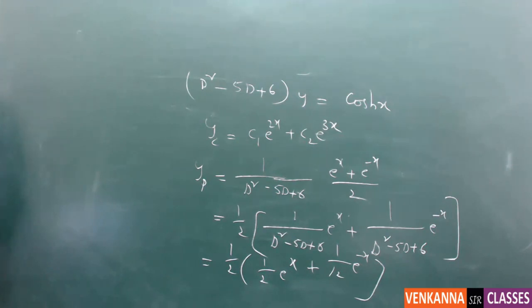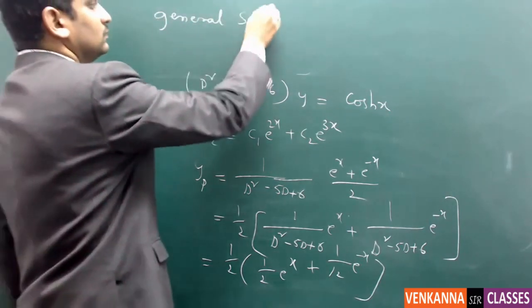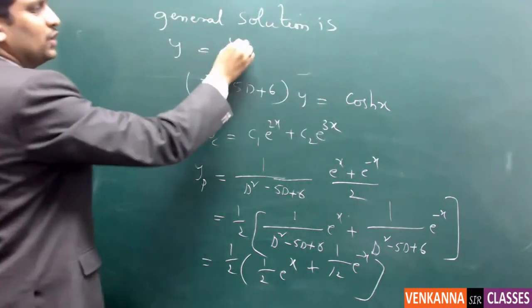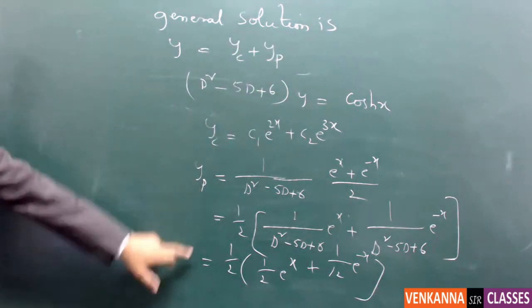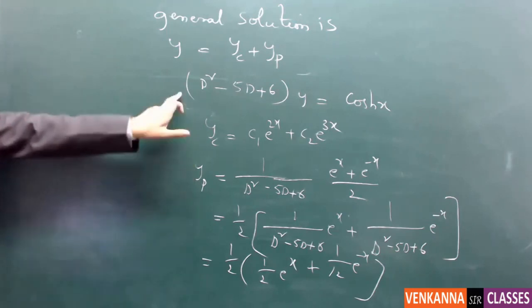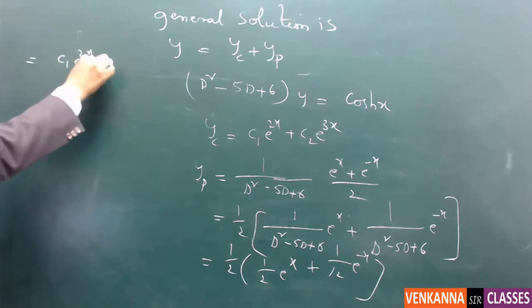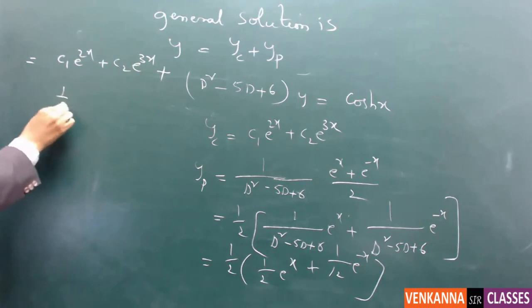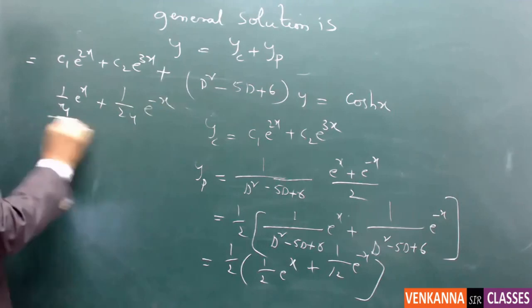Now, the general solution is y is equal to yc plus yp. So you have to combine these two things as the general solution. So it is c1 e power 2x plus c2 e power 3x plus 1 by 4 e power x plus 1 by 24 e power minus x. This is the final answer.